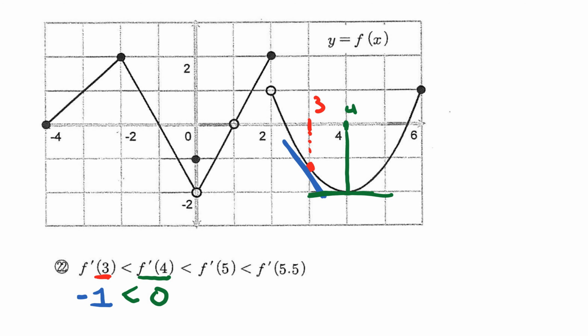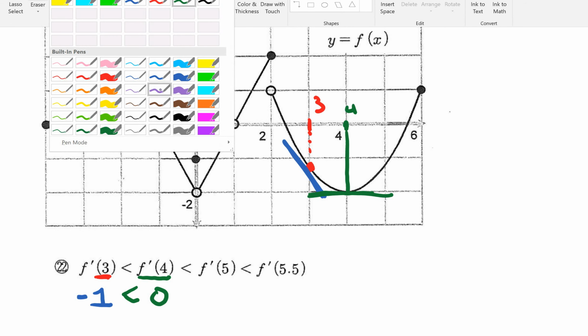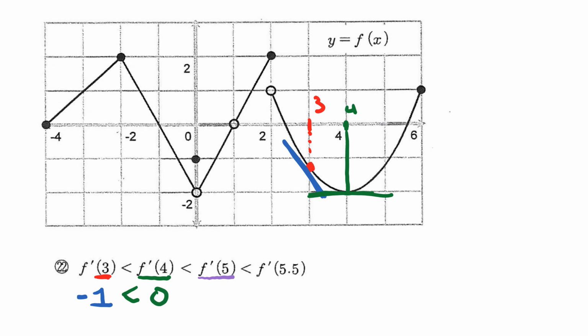Let me get a different color here. Let's look at the slope when x equals 5. Here's 5. If I go straight down, this slope is definitely going to be positive. Maybe that slope is a value of 1, so let's put a 1 there. And 1 is definitely greater than 0, and 0 is greater than -1.